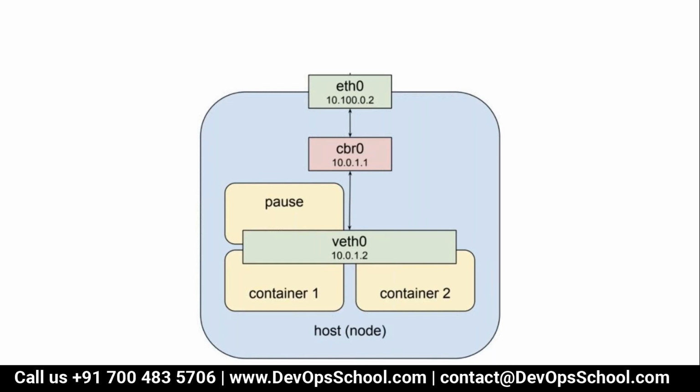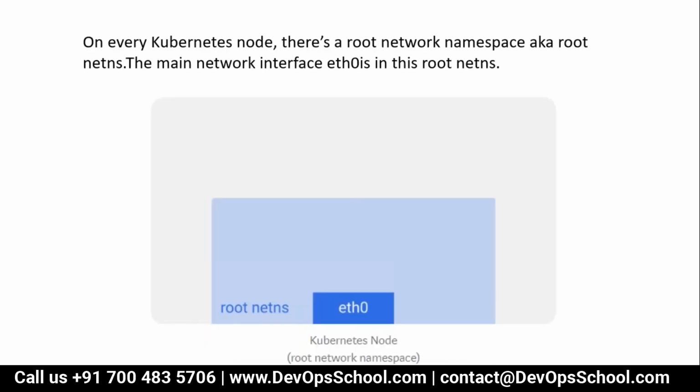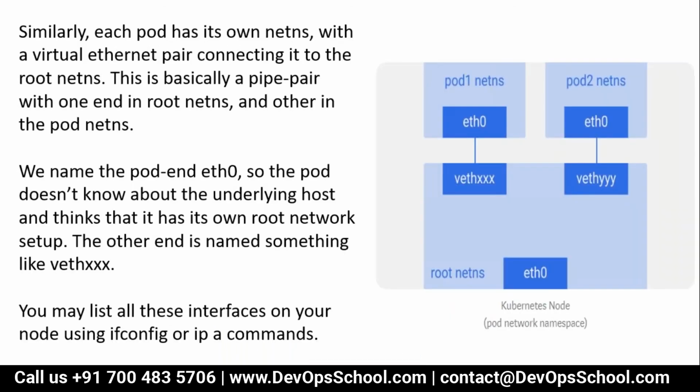So let's understand the intra-node communication. Start from scratch. This is the one node. The node gets a root network namespace. Each node gets one network namespace, you know that. Now after that, see what happens here. Rather than talking, let me show you an image.